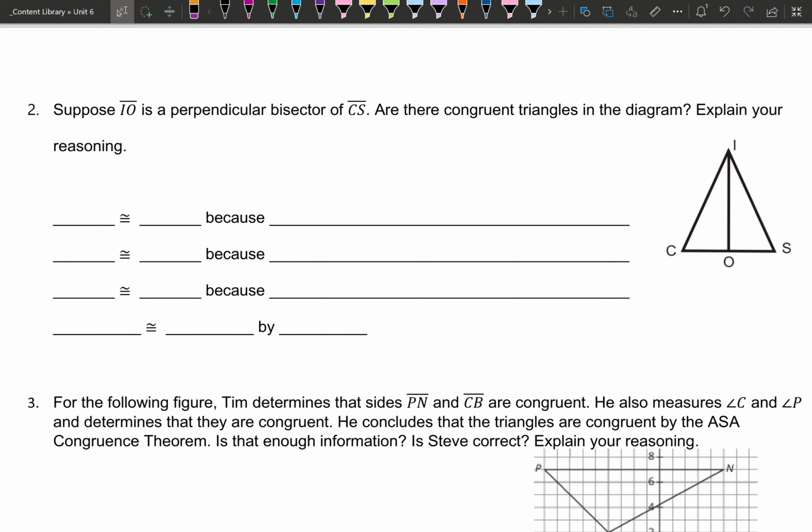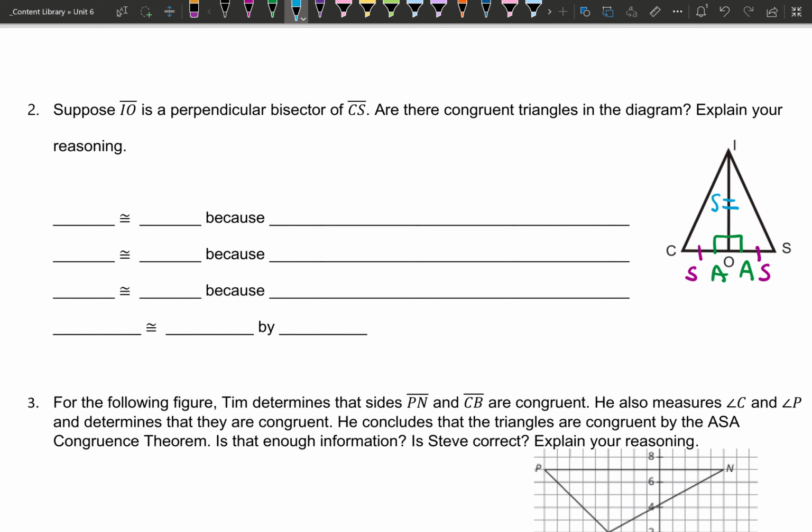Number 2. Suppose IO is perpendicular bisector to CS. Are there congruent triangles in the diagram? Explain your reasoning. Well, let's check it out. Let's mark up the image. Because it's perpendicular to CS, we get these two right angles. Angle, angle. Because it's a bisector, we get two congruent sides, CO and OS. And then we can use the reflexive property to label this side IO as another side. Are these two triangles congruent? Looks like they are by side angle side.